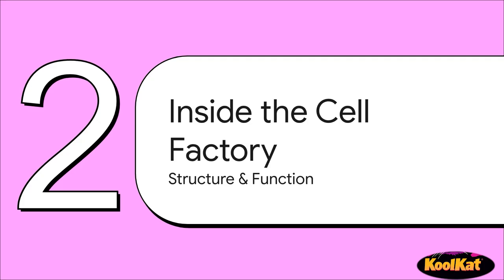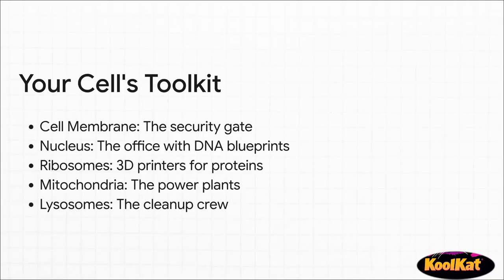Okay, so we've got our map. Now let's zoom in on that very first level, the cell. We're going from the map of the school district right into a single classroom. And I want you to stop thinking of a cell as just some simple blob. A cell is more like a super busy, high-tech factory. And inside this factory, every little part has a critical job. You've got the cell membrane, that's the security gate deciding what comes in and out. The nucleus is the main office, holding all the DNA blueprints. Ribosomes are like little 3D printers building proteins. Lysosomes, they're the cleanup crew.